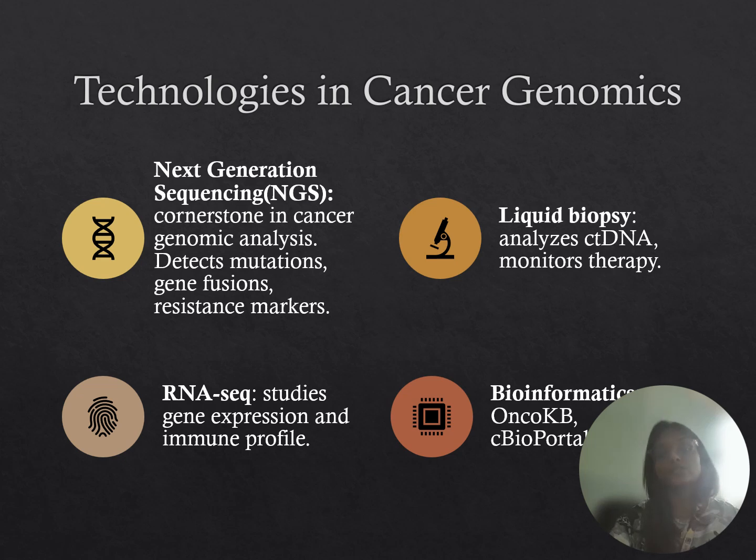So, NGS, or next-generation sequencing, is the cornerstone of cancer genomic analysis. It enables high-throughput sequencing at both whole genome and targeted levels. In clinical oncology, NGS is used to detect mutations, insertions or deletions, gene fusions, and copy number alterations. Panels targeting genes like EGFR, ALK, and ROS1 are routinely used for molecular profiling in non-small cell lung cancer. NGS is also essential for monitoring acquired resistance such as EGFR T790M, which guides transitions to next-generation tyrosine kinase inhibitors like osimertinib.